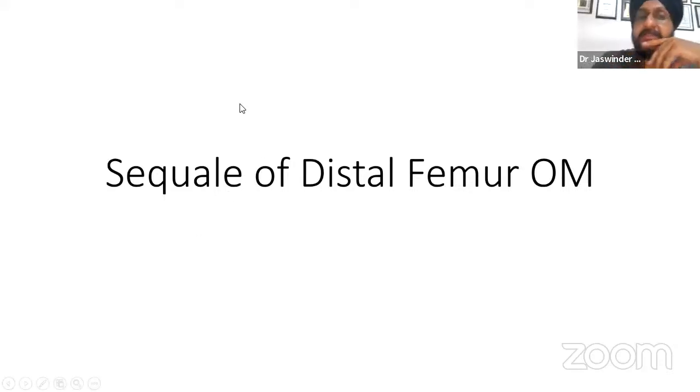Right. So I'll be sharing the next case. Am I audible and is my screen visible? Yes. So I'm Dr. Jaswinder, from Patna. This is just a small and simple case. I'm not showing anything very complicated.